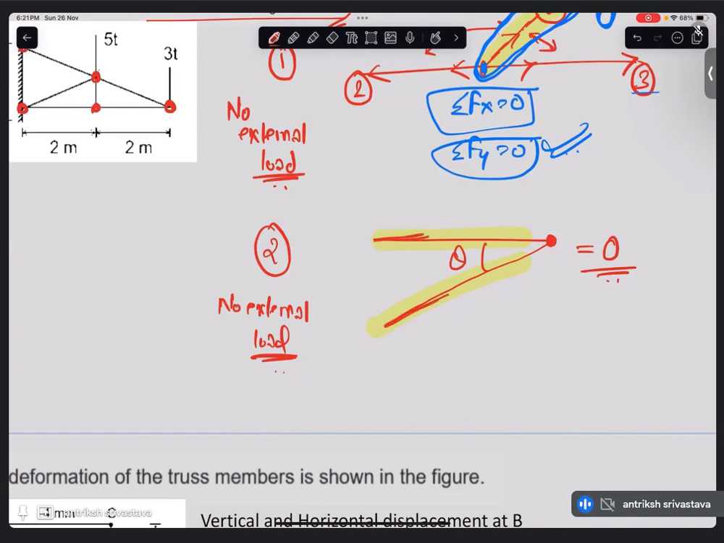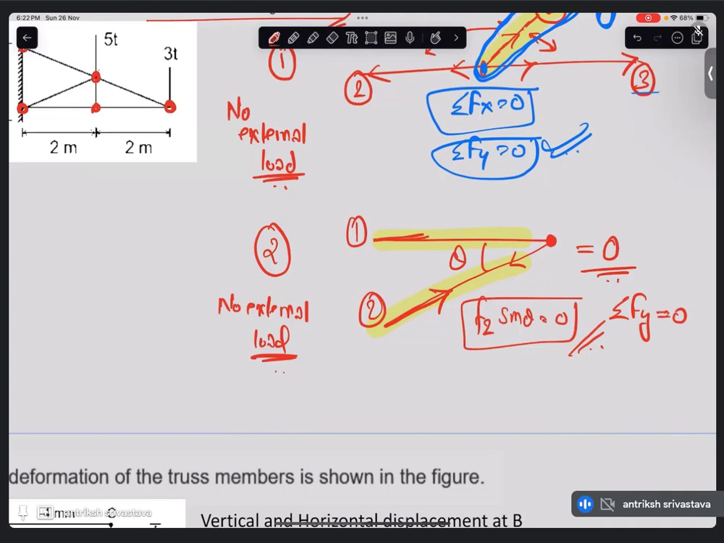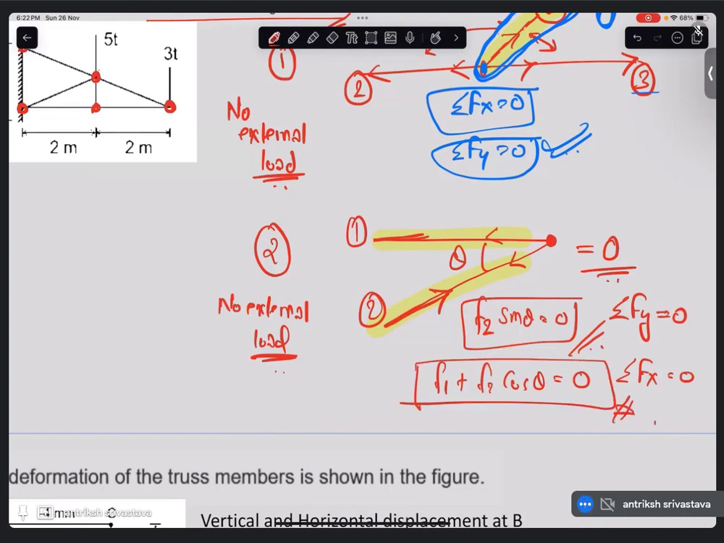So if you look at this second joint, the force in the second member, there is nothing to balance the vertical component of this force. If there is nothing to balance this vertical component, which we get from sigma Fy equal to 0, then the expression which we get from sigma Fx equal to 0 will also give us F1 equal to 0. Right?